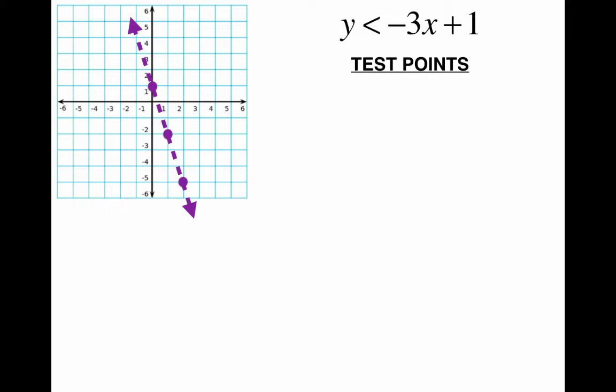We're going to test points. We're going to pick something on the left, and then we're going to pick something on the right. And honestly, you can pick anything. Like I always say in class, all 24 students in class could pick a different point to test, and we'd still end up agreeing on an answer.